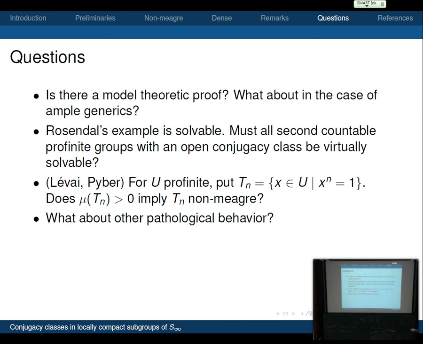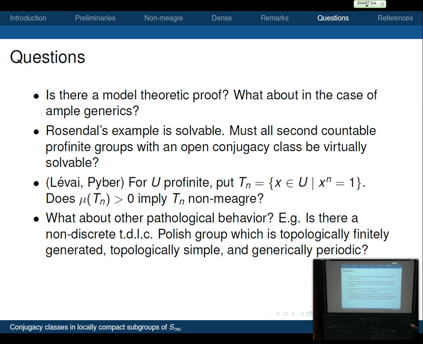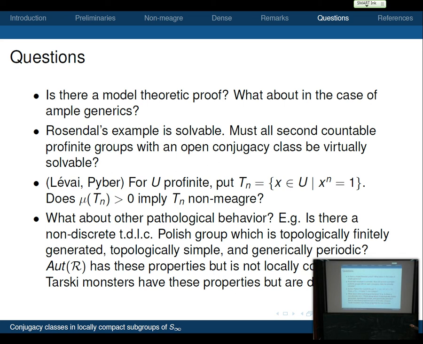In my process of learning about this, I came across people in geometric group theory and abstract harmonic analysis asking about other pathological behavior, in particular the following. Is there a non-discrete T.d.l.c. Polish group which is topologically finitely generated? It means it has a dense, finitely generated subgroup. Topologically simple: it has no proper, non-trivial closed normal subgroups. And generically periodic, meaning that it has a dense set of elements, all of which generate a monothetic group that is compact. The automorphism group of the random graph has these properties, but of course is not locally compact. And Tarski monsters have these properties, but are discrete.